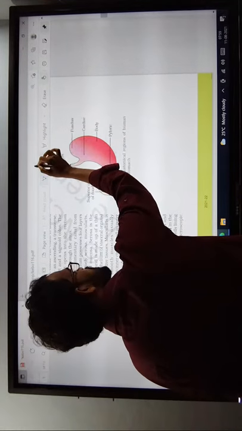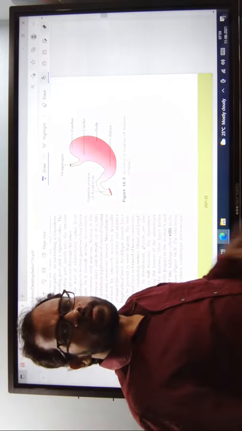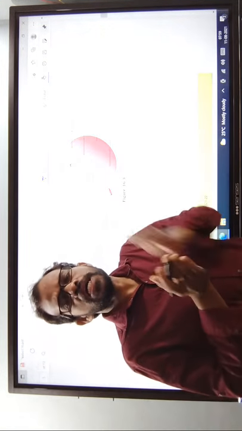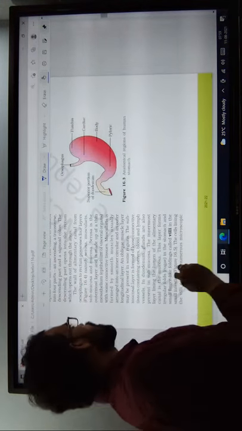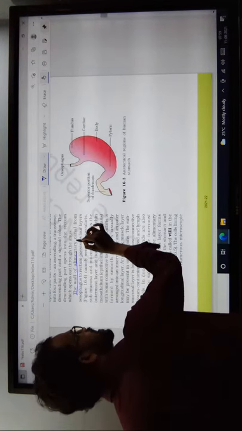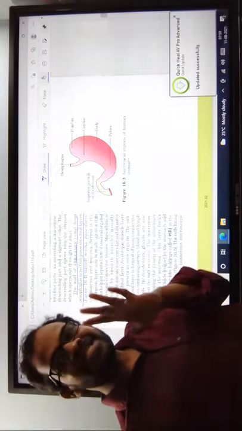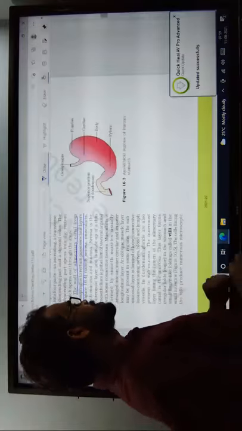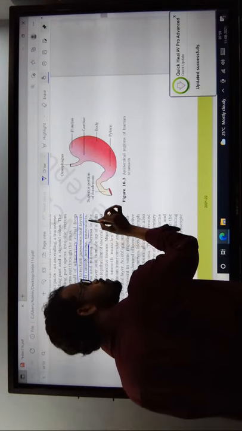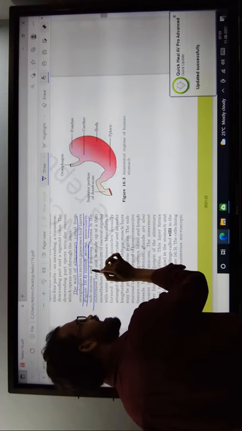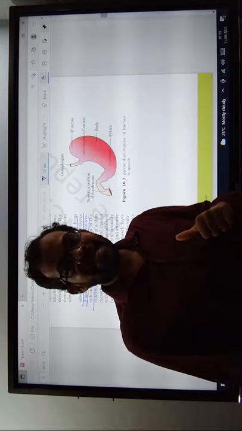The next topic is the wall of the alimentary canal. You can observe the wall of the alimentary canal from the esophagus to the anus. From the esophagus to the rectum, how many layers are present? Four layers are present: serosa, muscularis, submucosa, and mucosa.